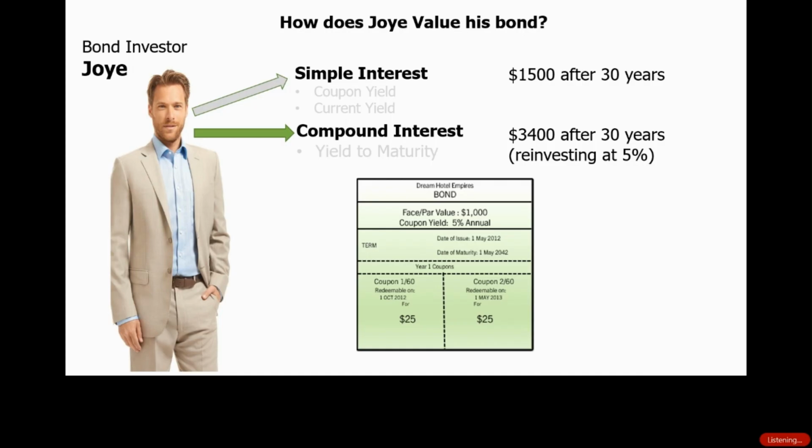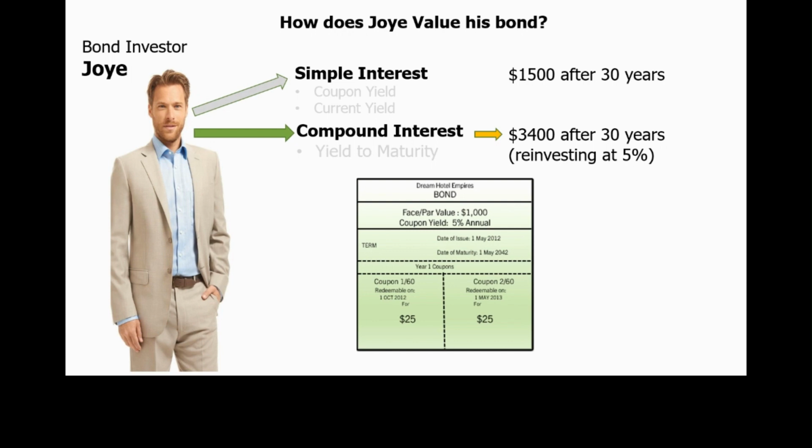You can see in the simple interest, this would be for the total duration, as if the first day that Joey bought it cleared up to 30 years later. On the simple interest calculation, you are only valuing the bond that is going to make $1,500 for you during the duration. But when you look at the compound interest, you can see that it's $3,400 if it is reinvested at 5% for each coupon. So that's a pretty big difference. We are talking more than double the money on a bond.